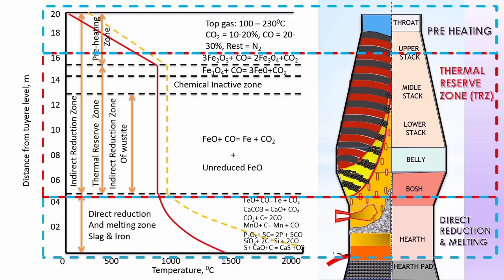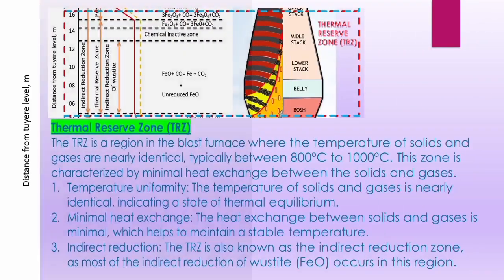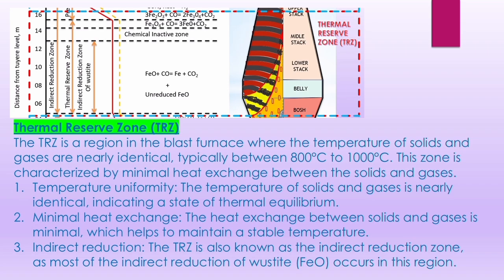The TRZ is a region in the blast furnace where the temperature of solids and gases are nearly identical, typically between 800 degrees Celsius to 1000 degrees Celsius. This zone is characterized by minimal heat exchange between the solids and gases.